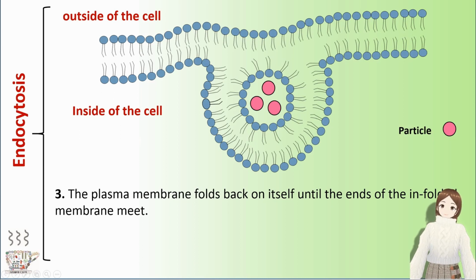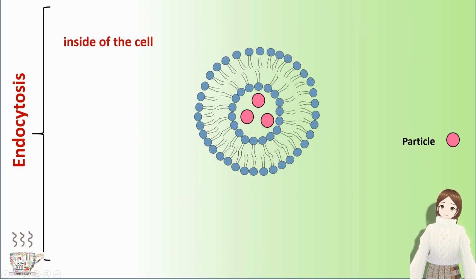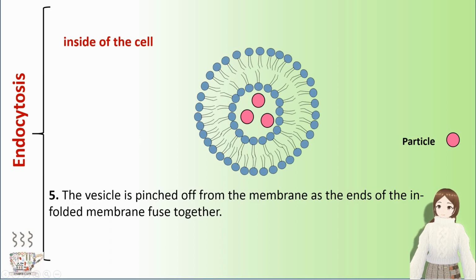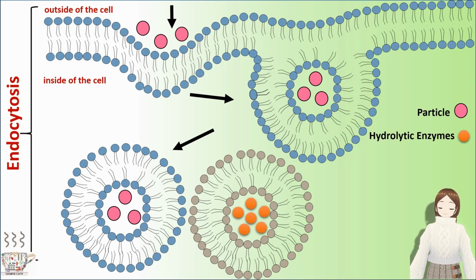The plasma membrane folds back on itself until the ends of the infolded membrane meet. Then this traps the fluid inside the vesicle. The vesicle is pinched off from the membrane as the ends of the infolded membrane fuse together. Finally, the internalized vesicle is then processed by the cell. You can see here all of the endocytosis steps together.